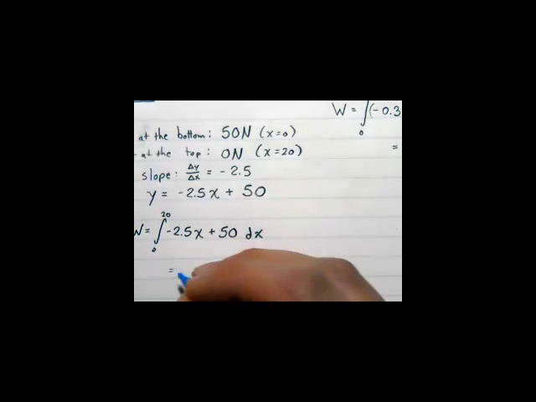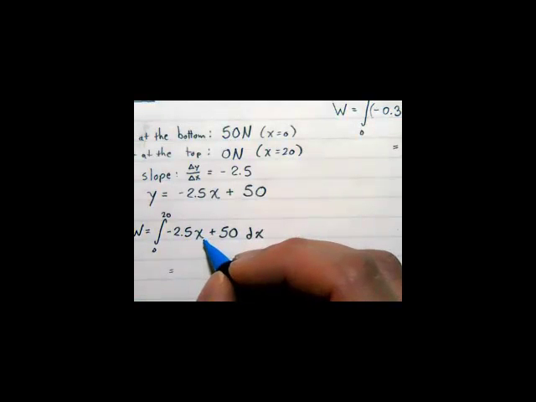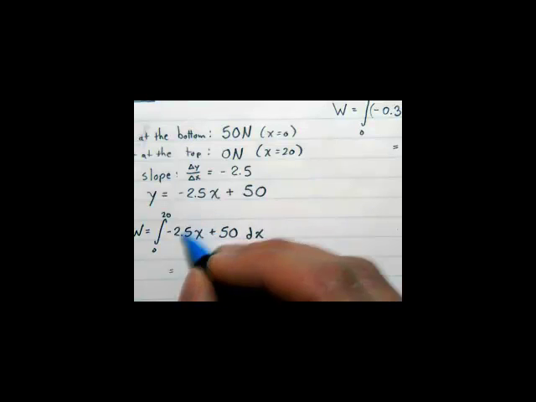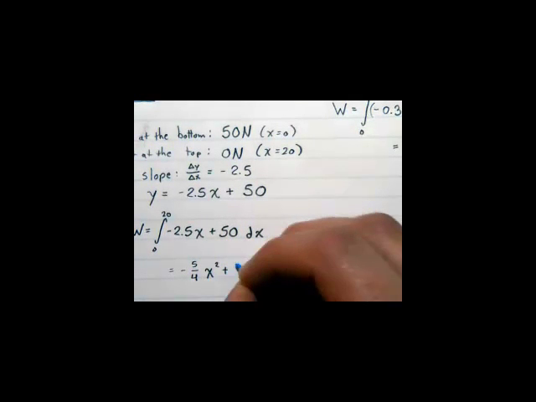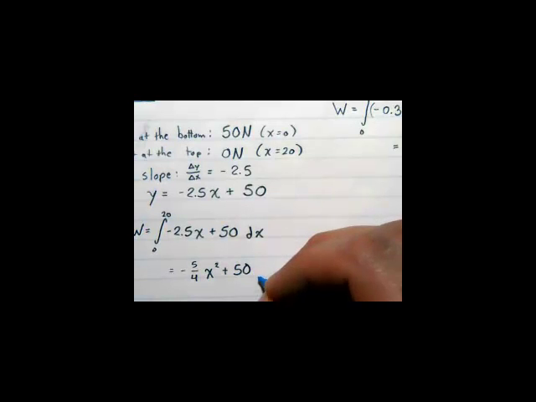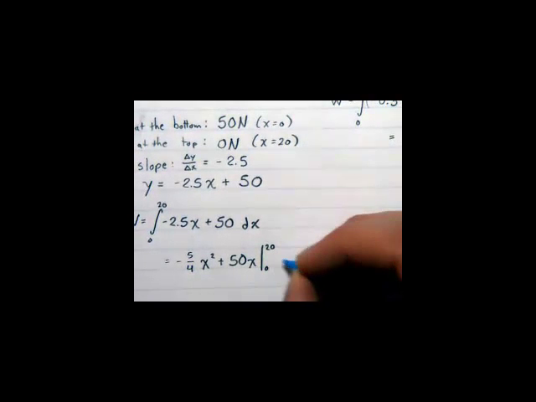So if we do our antiderivative work here, that's going to be, let's see, negative 2.5 divided by 2. So what did I have? Yeah, negative 5/4 x squared plus 50x. And that should come out to 500.